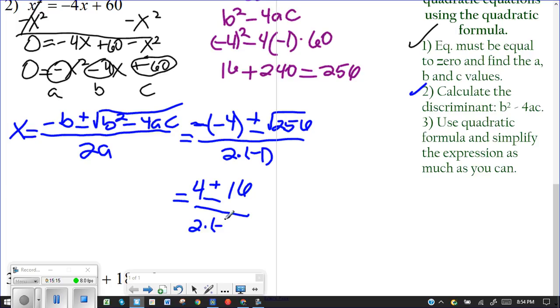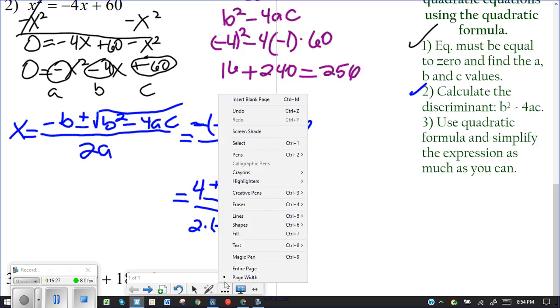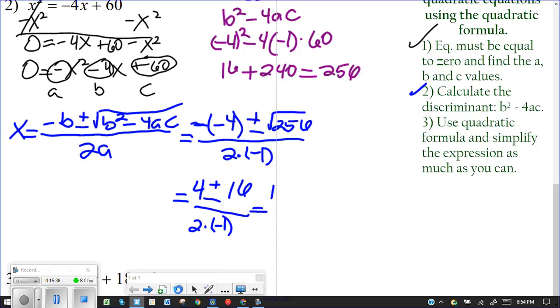2 multiplied by a will give me 2 times the a value, which is negative 1. I'm sorry, I had the 1 already here. I can simplify this. 2 times negative 1 will give me negative 2. That's as far as I can simplify it.